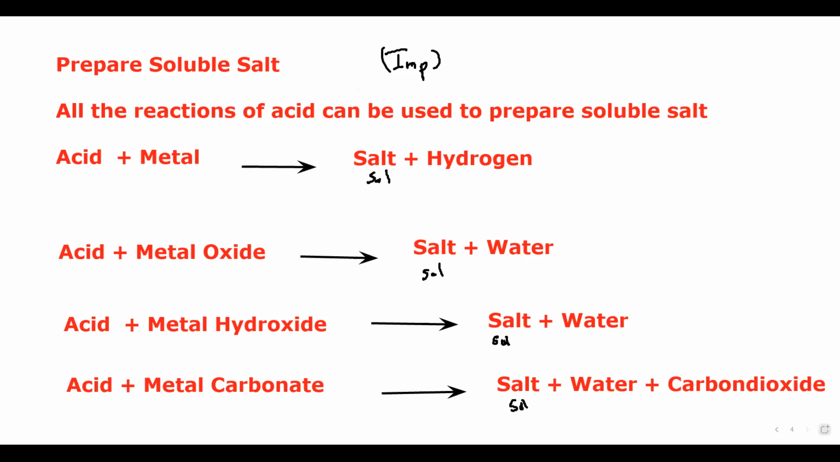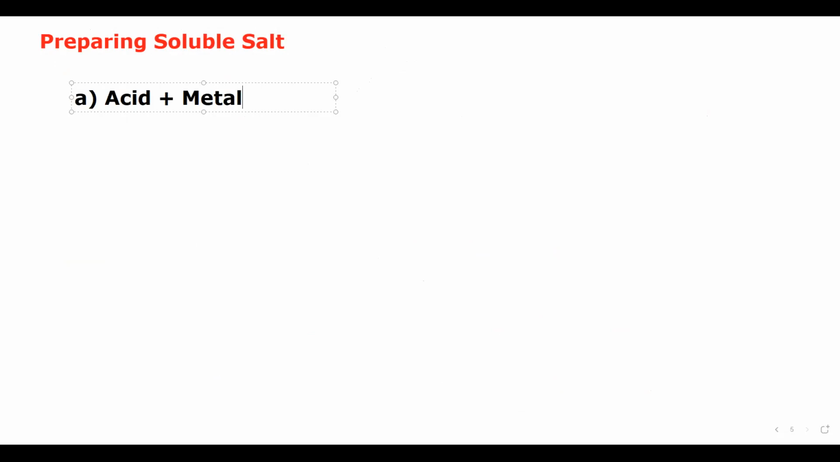So first, preparing a soluble salt, the first technique, when acid is reacting with metal. When acid reacts with metal, as a result it produces a salt, but that salt will be in solution, plus hydrogen, not water, because it is a metal.